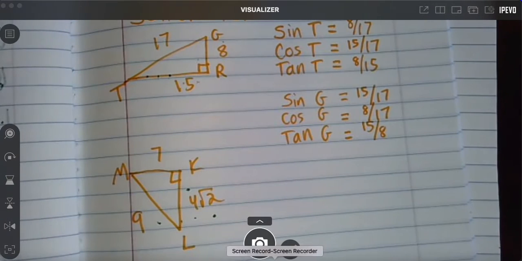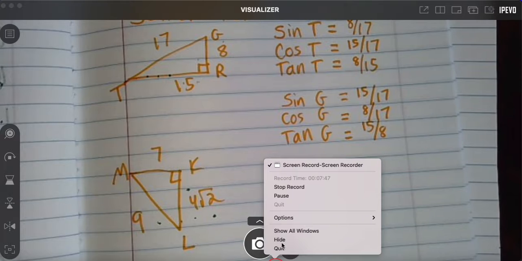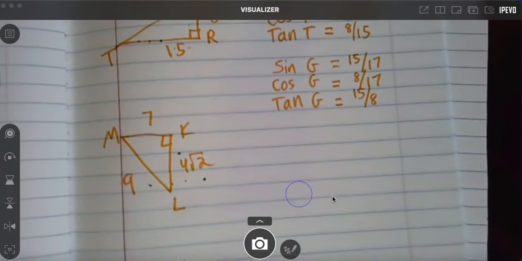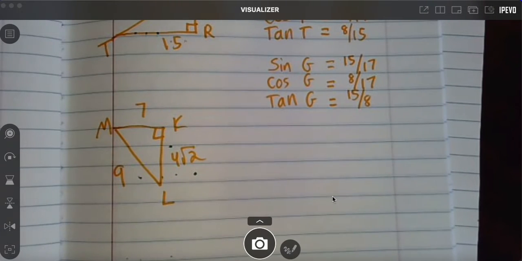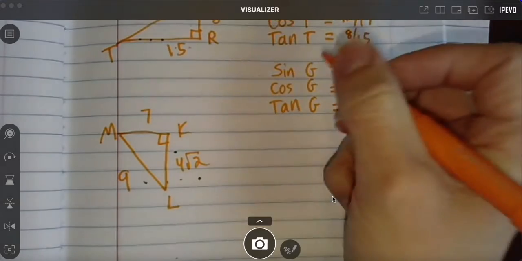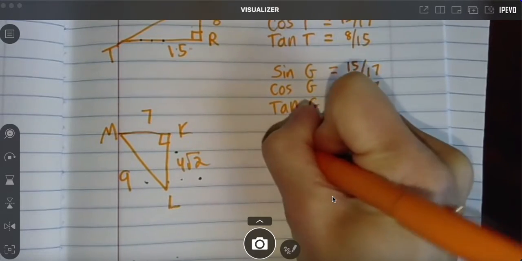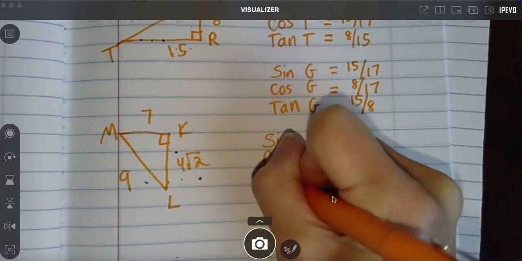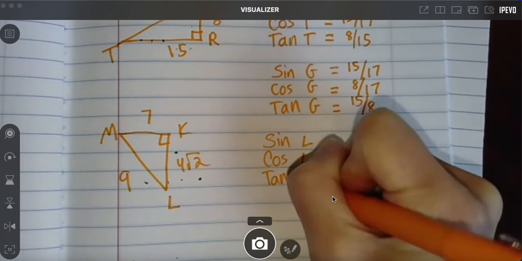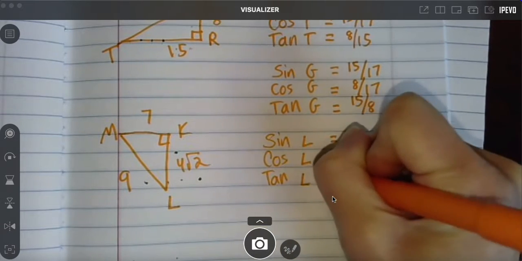Let me pause for a second and see if I want to do sine, cosine, or tangent. Okay, they did angle M. I want to find angle L. The reason is because I want to have a square root in the bottom, because on your worksheet, they have a square root in the denominator. So we're going to find the sine, cosine, and tangent of angle L. Your book did angle M.